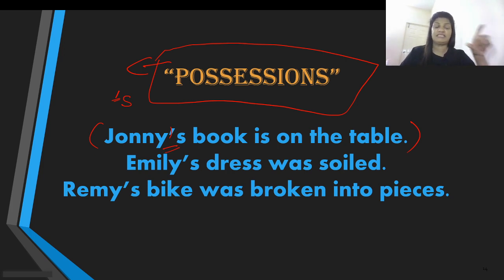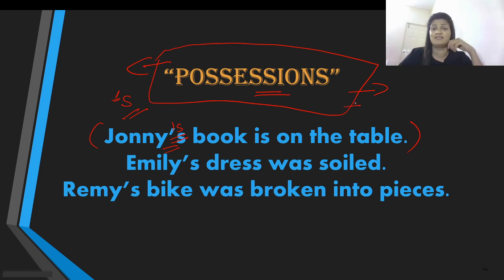So rather than saying the book belongs to Johnny, you are just replacing the words "belongs to Johnny" with the indication of the comma, which is apostrophe and then letter S. This is what is called apostrophe S, and this shows possession. This is one of the functions. The other functions will be discussed with you very soon.